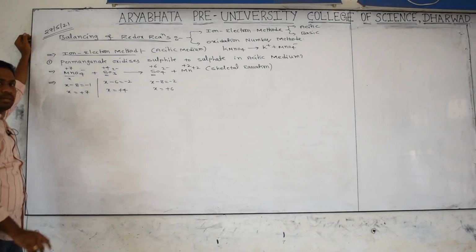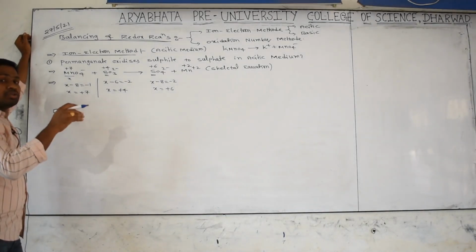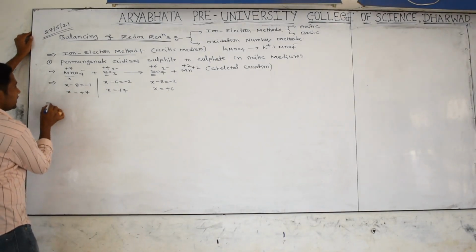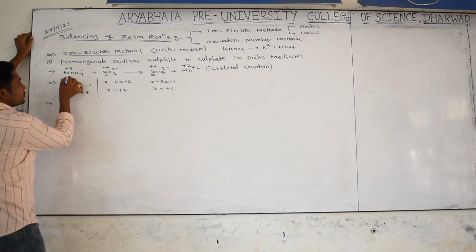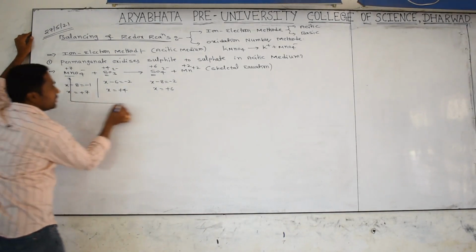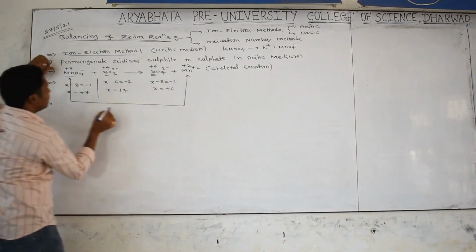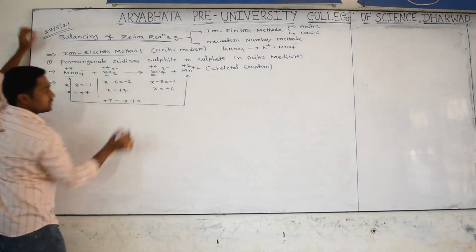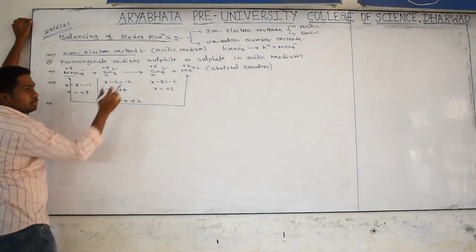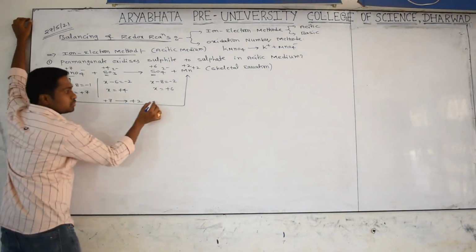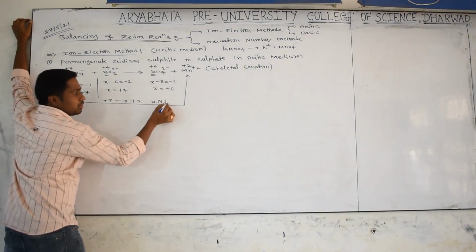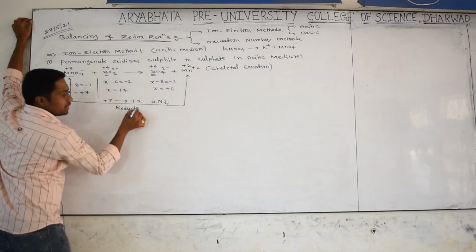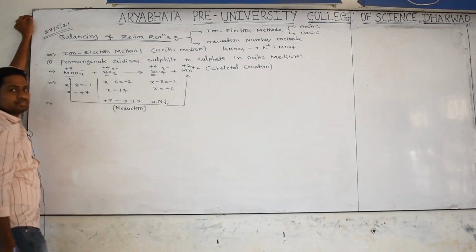Next, we have to identify which chemical is undergoing oxidation and which is undergoing reduction. Check the manganese oxidation number: it changes from plus 7 to plus 2. Plus 7 to plus 2 means the value is decreasing. Oxidation number decreasing means the process is called reduction.